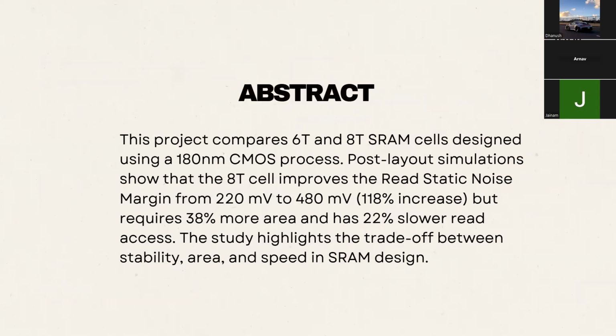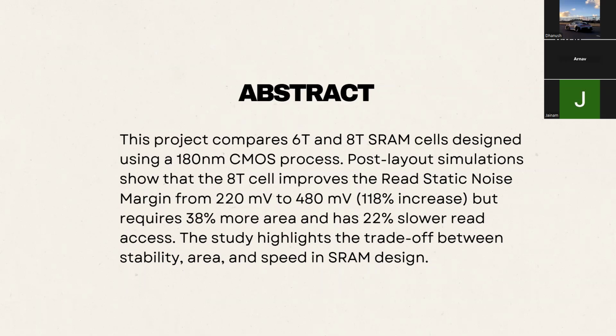In this project, we focused on comparing 6T and 8T SRAM cells. Both were designed using 180 nanometer CMOS technology. Our main goal was to analyze how the additional transistors in the 8T design affect stability, power, area, and speed.